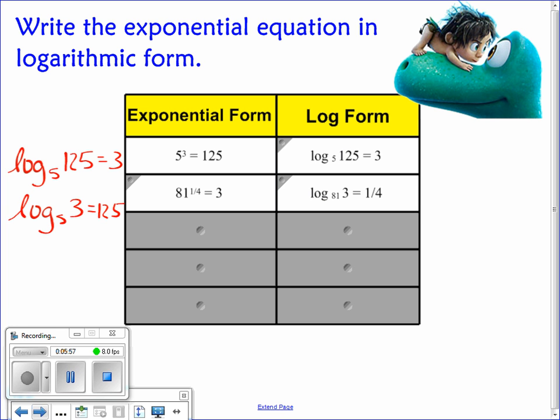Log base 81 of 3 equals 1/4. Can you see though why it's easier to go one direction than the other? Is it still kind of loopy swoopy? The order I'm writing them is this number, then this number, and then that number. So the same order as your loopy swoopy. Yep. Loopy swoopy.